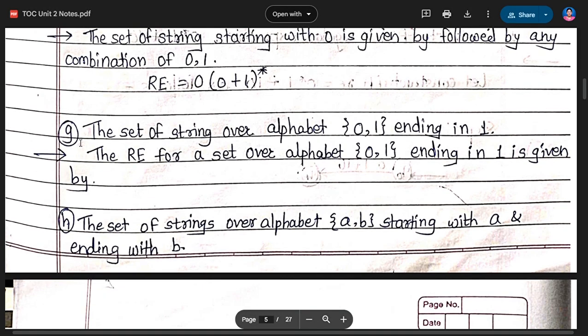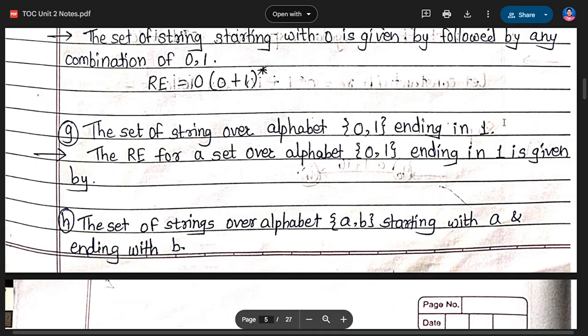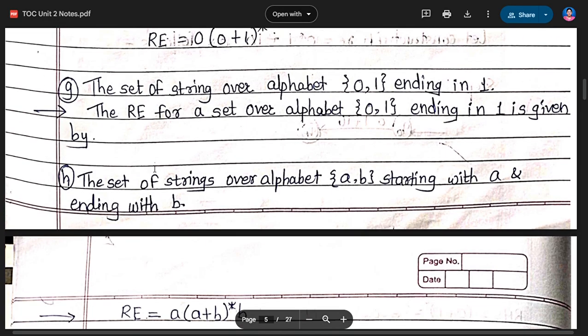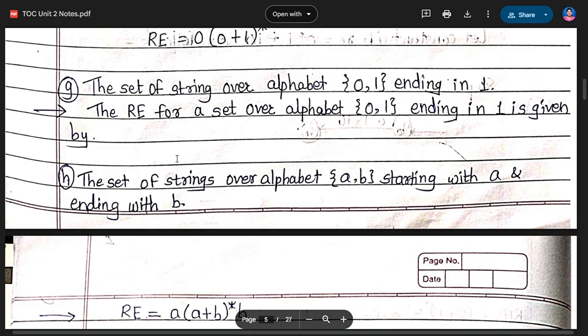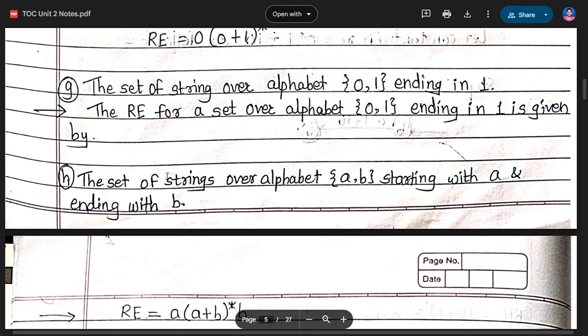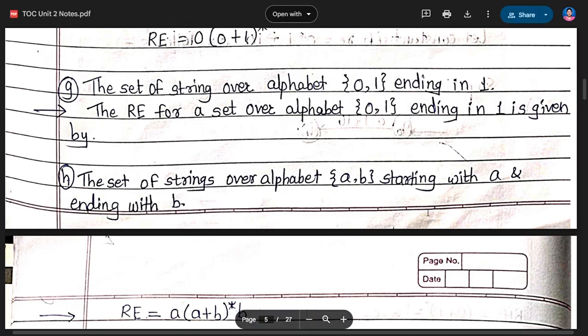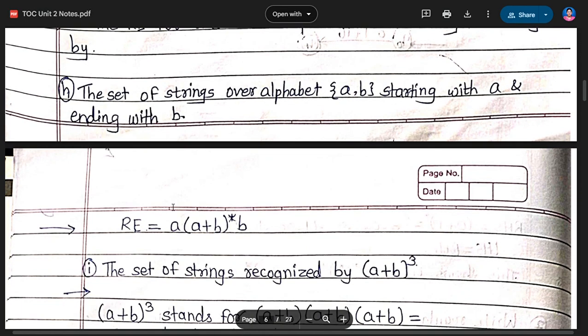Now the set of strings over alphabet 0 1 ending with 1. Now we want the strings ending with 1. You have to find the regular expression for the set over alphabet 0 and 1 ending with 1, and for H also you have to find the answer.